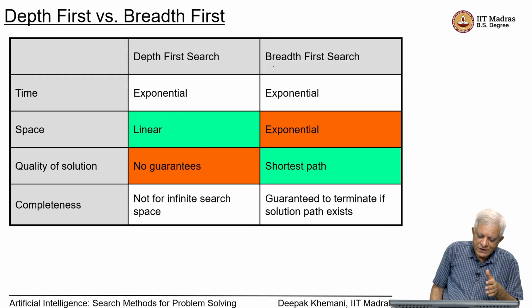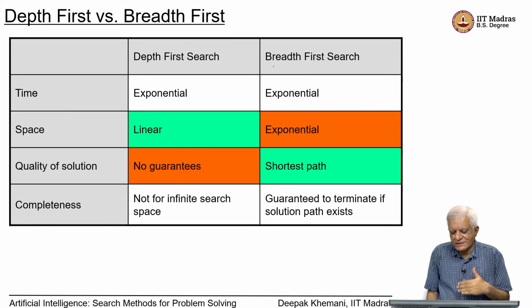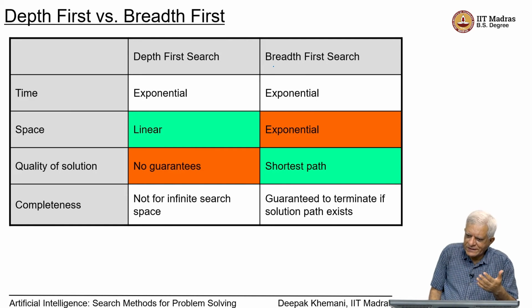In terms of quality of solution, there are no guarantees by depth first search. It may find a path which is longer, as opposed to breadth first search, which will always guarantee the shortest path, because it always generates the node closest to the source first essentially. So, whenever it finds a goal node, it will find it at the shortest distance from the start place essentially. So, that is a plus point for breadth first search essentially.